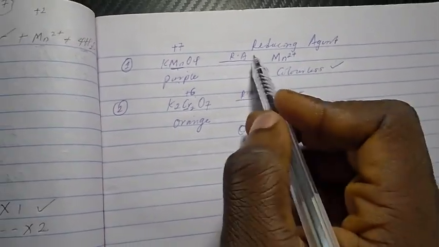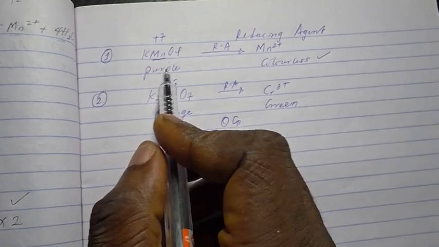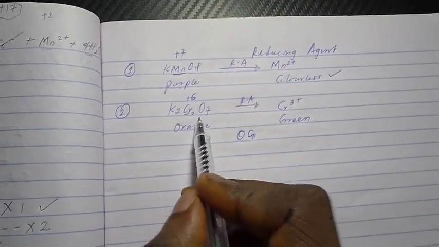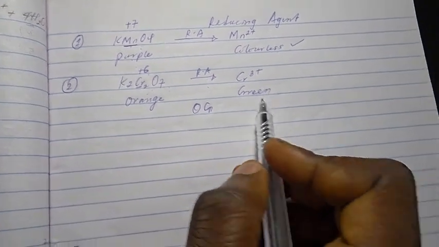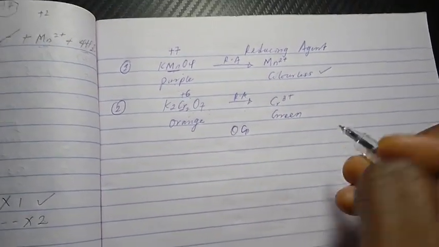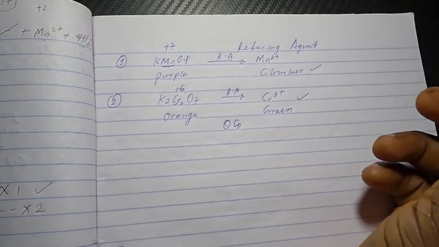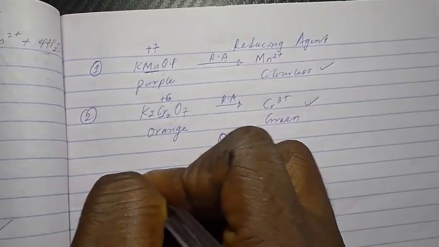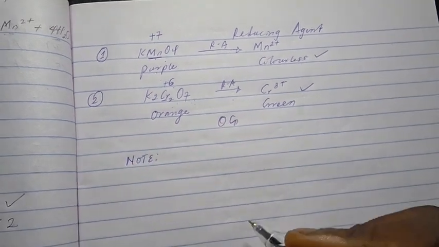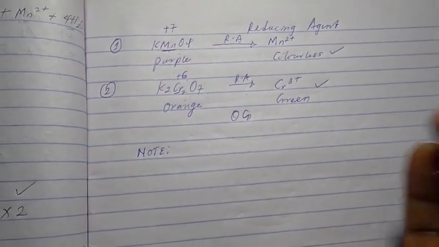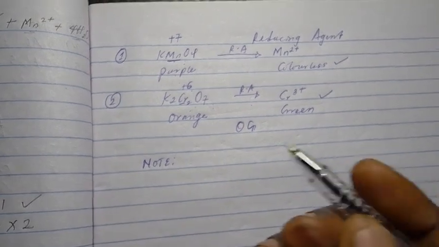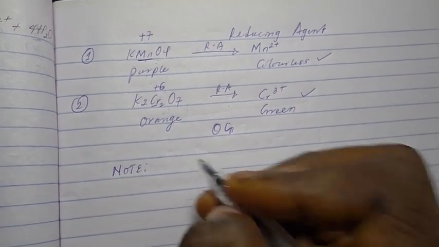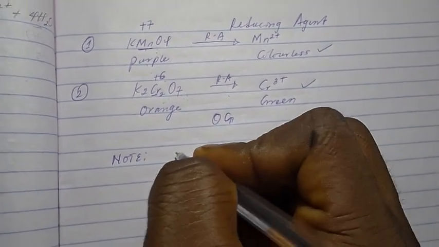So when you add a reducing agent to KMnO4, it will change from purple to colorless. When you add a reducing agent to orange K2Cr2O7, it will reduce it to green. So we are going to see questions on this when we start solving past questions. Get used to that. Now, I need you to note something quickly. Some species are said to act as both reducing agent and oxidizing agent. I have some things to explain here, but due to time, let me quickly explain something.